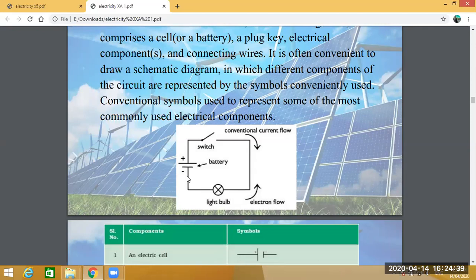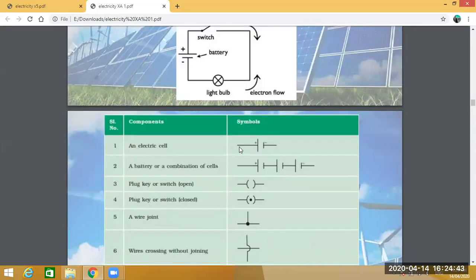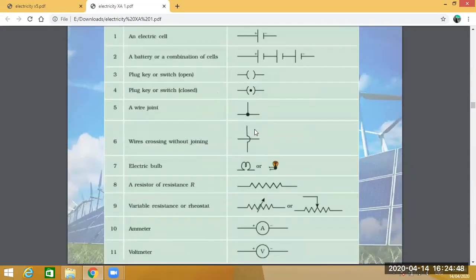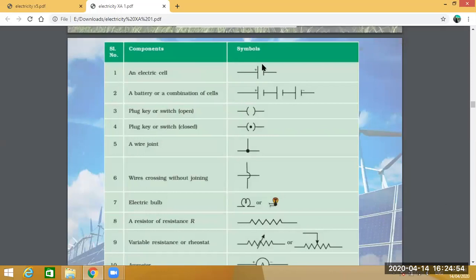So this is a circuit diagram, and now the various components of an electric circuit can be symbolically represented. A cell can be represented by two vertical lines. One is a bigger line and another is a smaller line, but they are parallel to each other. The bigger vertical line indicates high, positive potential, and the smaller vertical line indicates low or negative potential.